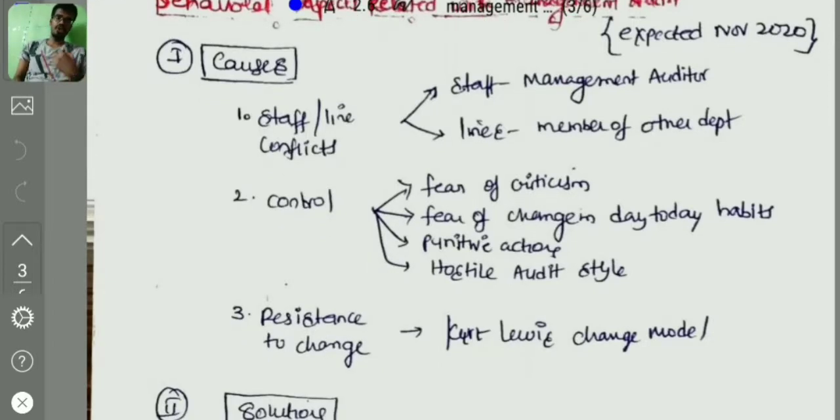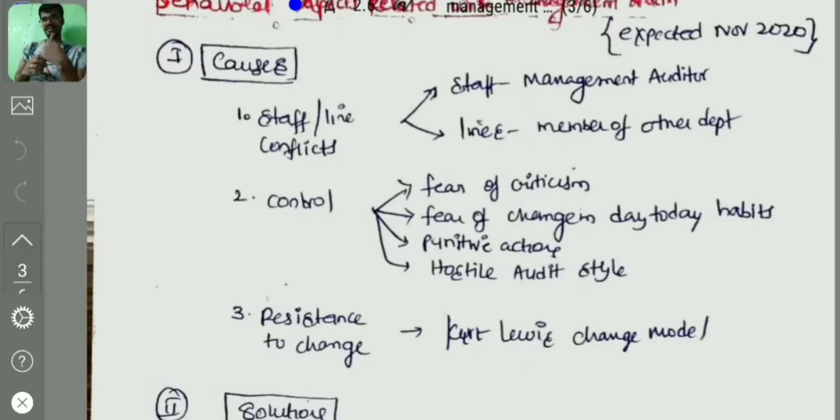Coming to the next point, control. What is the main objective of the management auditor? The management auditor has to check the effectiveness of the controls implemented by the management, right? If any control is defective, the auditee, that is the manager or employee, will fear criticism. For example, the management auditor has given some findings to the top level management, and the top level management may criticize that manager particularly. There may be fear of changes of day-to-day habits. For example, the management auditor has said that this particular process is not good, we have to change the process. Then the employee or manager will think that he has to change his day-to-day activities. Punitive actions: the top level management may impose penalties on the employees or managers based on the management auditor's report. Hostile audit style is from the point of view of the management auditor.